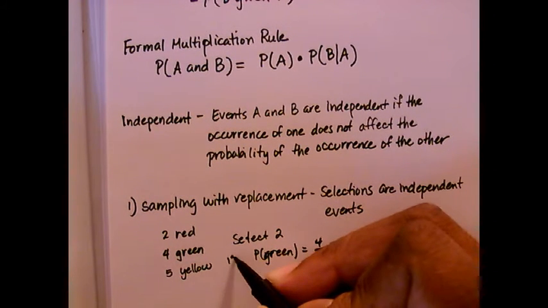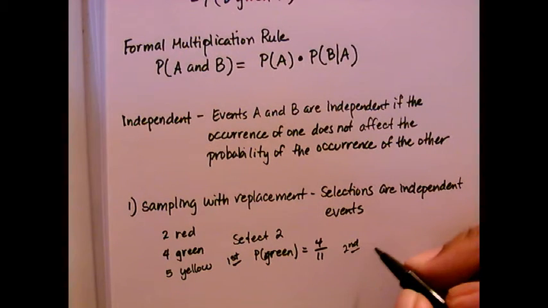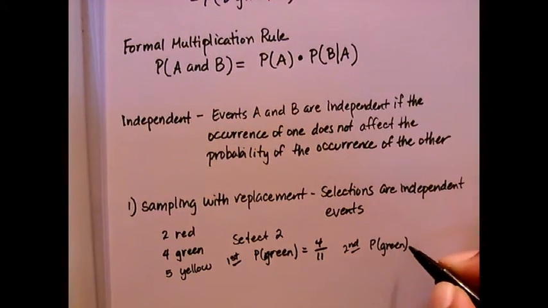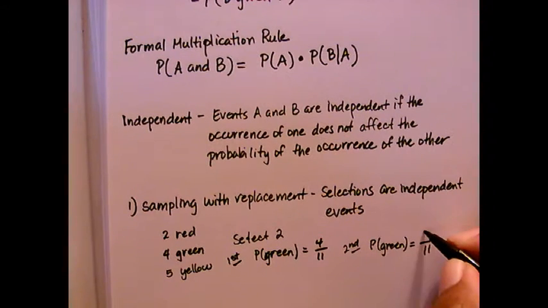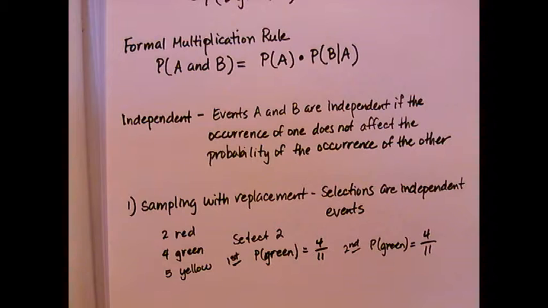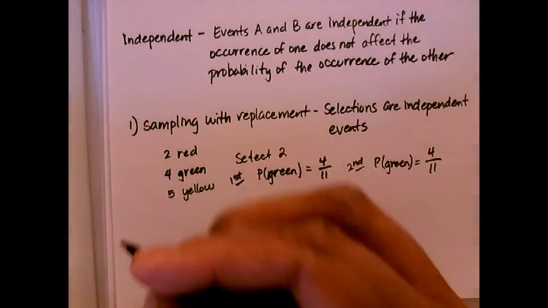Now, that's on the first pick. Now, on the second pick, I put the green ball back in, so that means I still have 11 balls in the bag that I'm choosing. Now, the probability of selecting the green ball, in this case, will still be 4 out of 11. So here, those selections are independent events, because with replacement, I'm pulling a green ball on the first draw, and then I'm going to put it back in the bag, and then on the second draw, I'm going to try to pull out another green ball. So it'll still be 4 out of 11. So that's what we mean by sampling with replacement. Okay, now, the second is sampling without replacement.